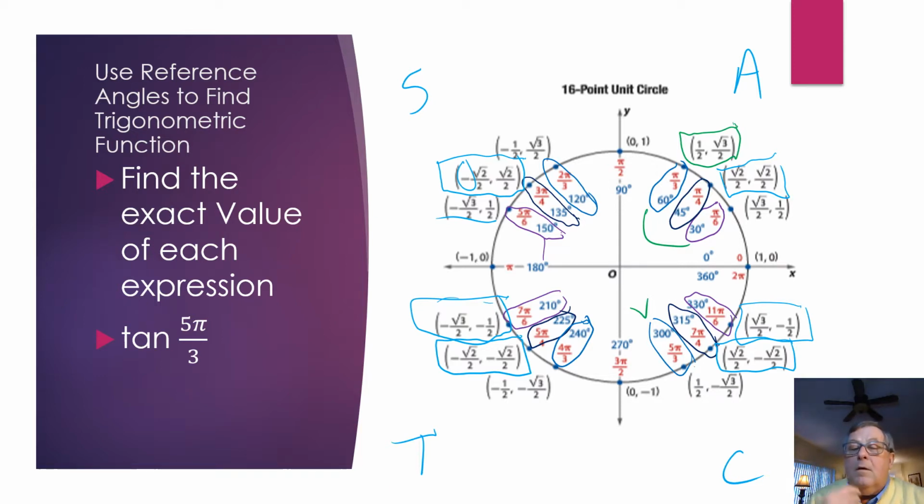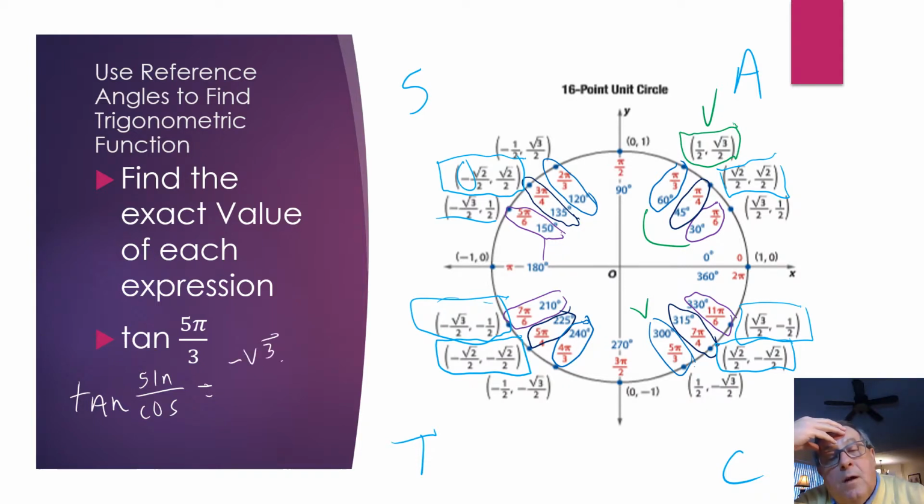There it is. Since it's pi, and my reference angle is pi over 3, I'm thinking right up here. Now, what is the tangent expressed in terms of sine and cosine? Well, the tangent is equal to the sine over the cosine. There in the fourth quadrant, with a reference angle of pi over 3, what would be my sine function? Well, it's negative square root of 3 over 2. And what's my cosine? It's in the fourth quadrant. It's positive 1/2.